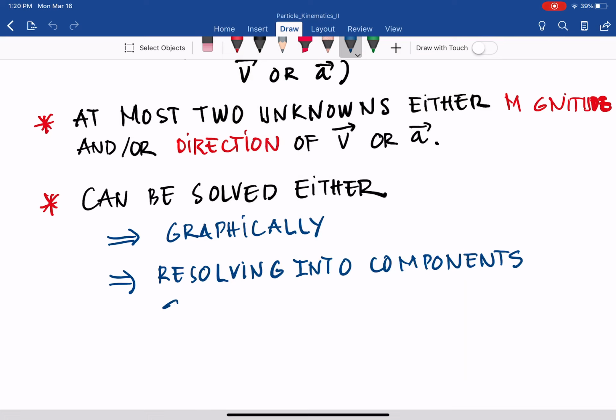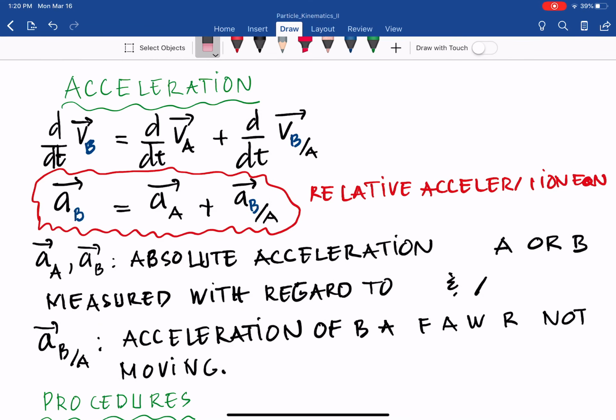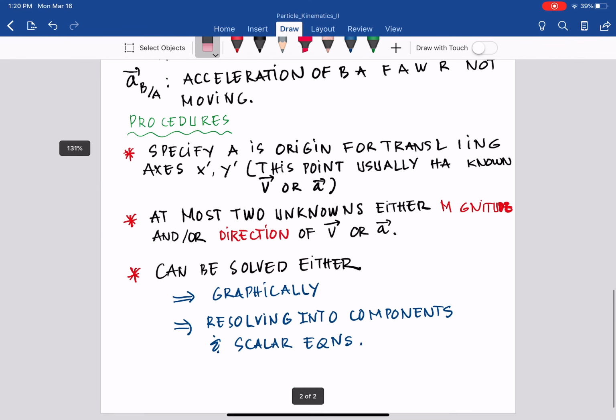We can apply both methods, graphically and resolving into components with scalar equations, in the first problem, and then the other three problems we will do with components and scalar equations only. With that, let's move to the problems.